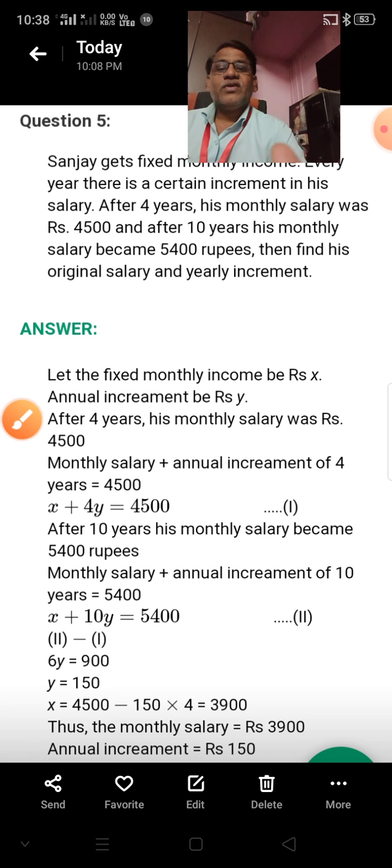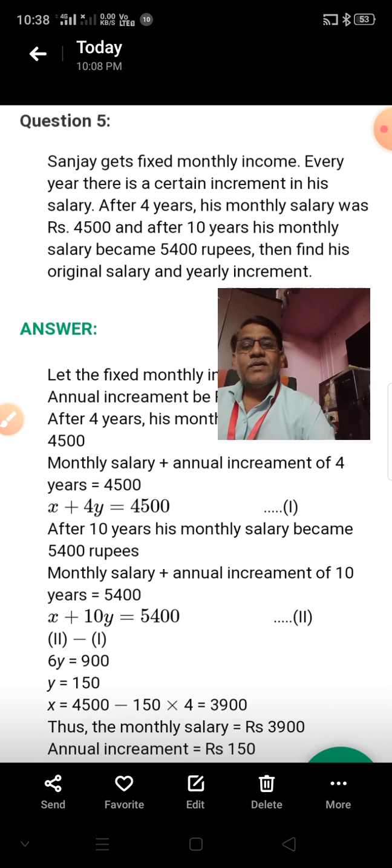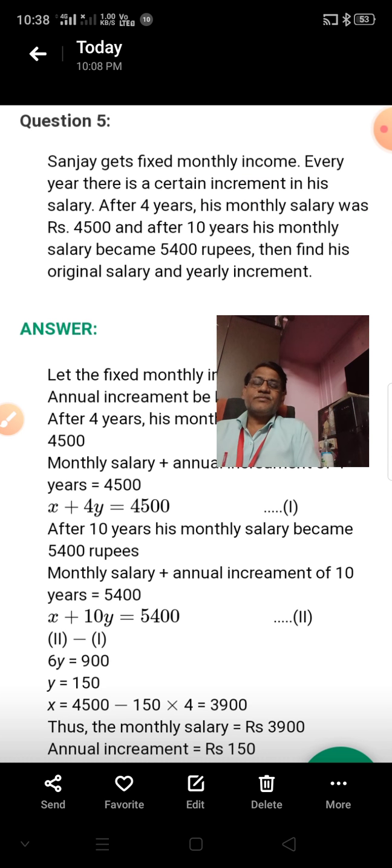Now come to question number 5. See what question number 5 is. Sanjay gets a fixed monthly income. Every year there is a certain increment in his salary. After 4 years, his monthly salary was rupees 4,500, and after 10 years his monthly salary became 5,400 rupees. Then find his original salary and yearly increment.